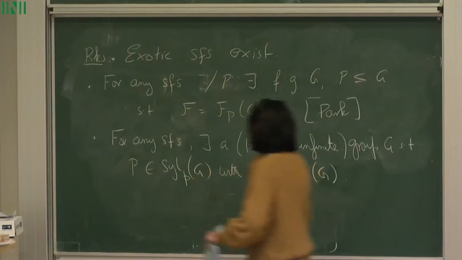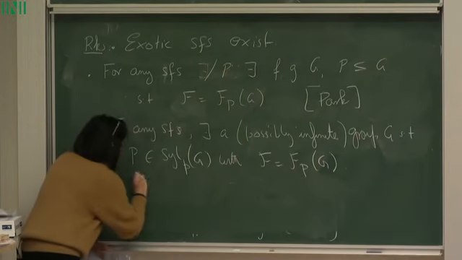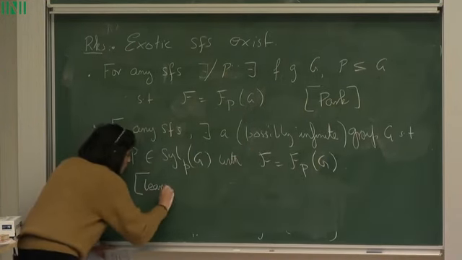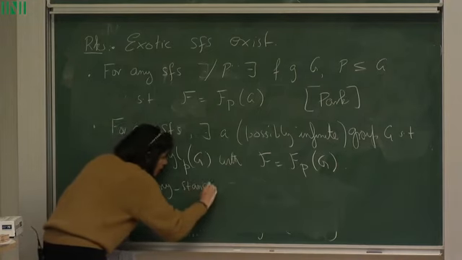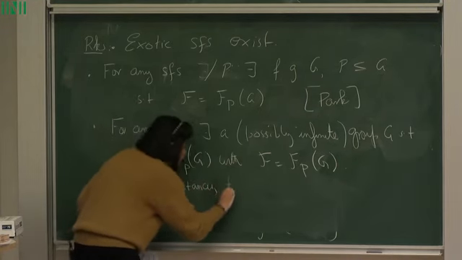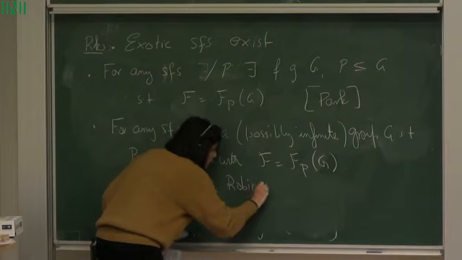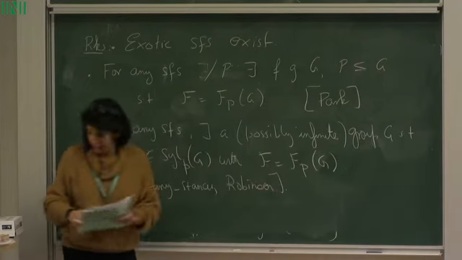So there are two different constructions of this given. There's one by Levi and Oliver, and then there's also a construction by Robertson.